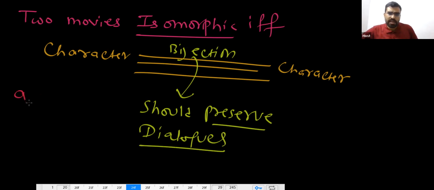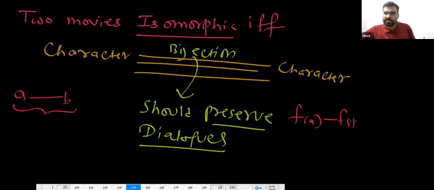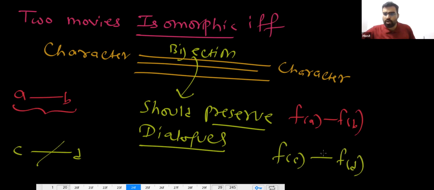This means that if there is a dialogue between A, comma B here, then there should be a dialogue between FA, comma FB here. And if there is no dialogue between C, comma D here, then there should be no dialogue between FC, comma FD here. Yes or no? Is it clear to everyone? So the two movies are isomorphic. When can I say two movies are isomorphic?